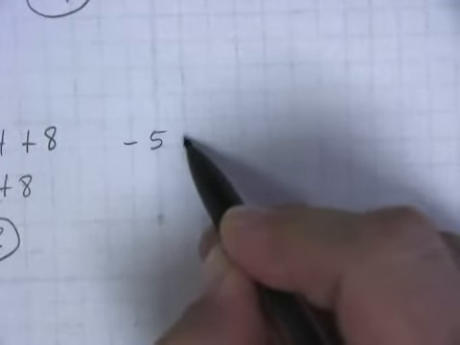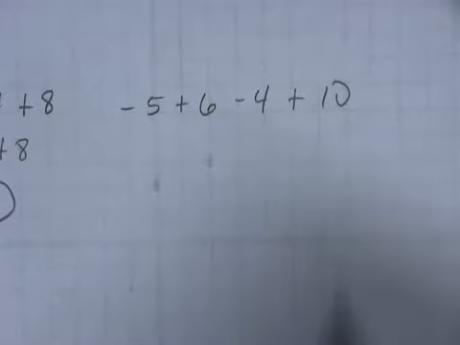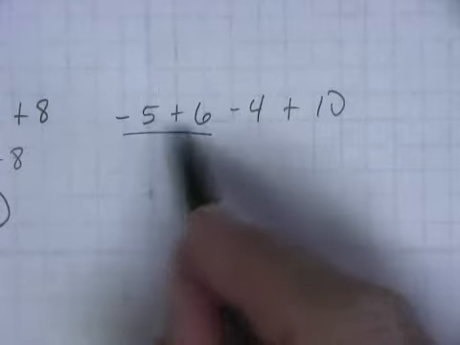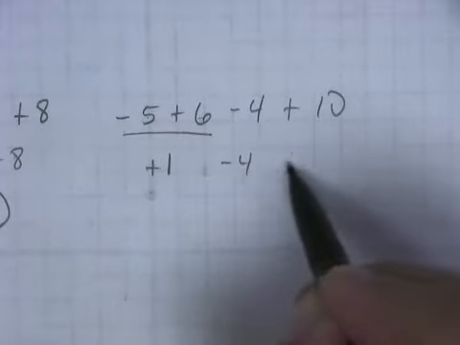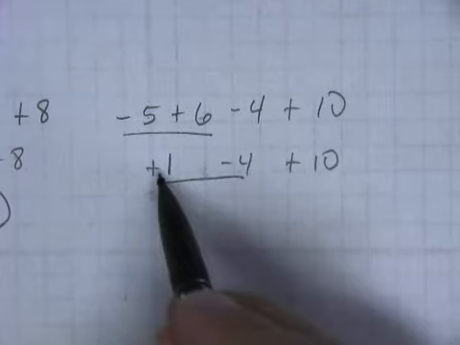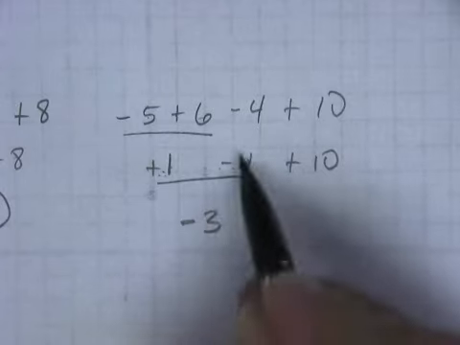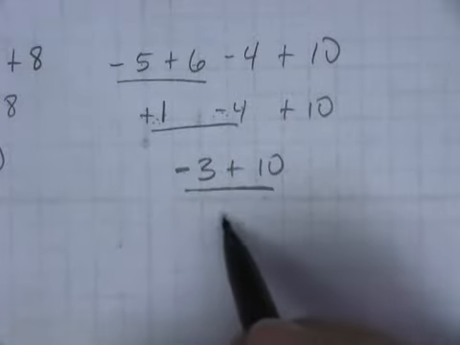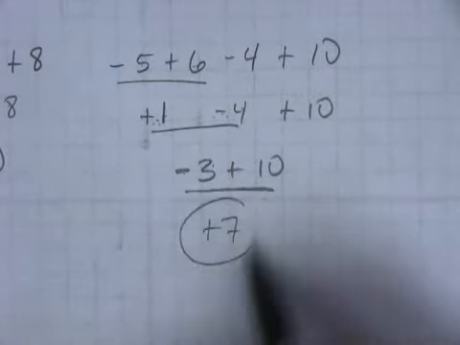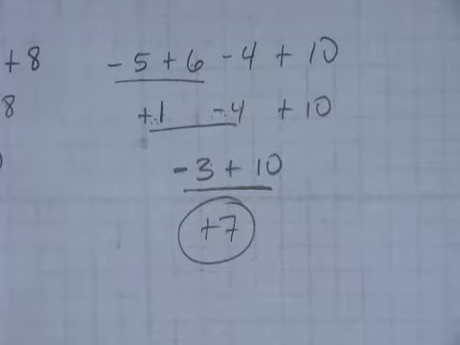Let's do one more. Let's go negative 5 plus 6 minus 4 plus 10. Signs are different. Subtract, that's 1. 6 is bigger than 5, so you keep the positive. Bring down the 4 and the 10. Different again. Subtract is 3. 4 is bigger than 1, so you keep the minus. Bring down the 10. Different again. Subtract, 7. 10 is bigger than 3, you keep the positive. There they are. That should help you work through several of the questions on lesson number 7.